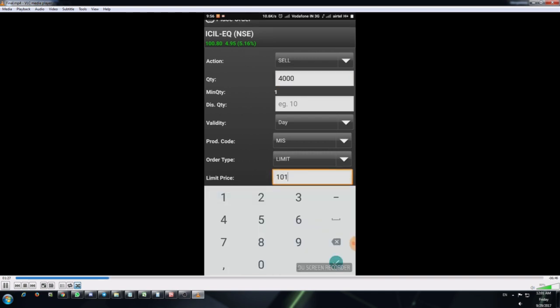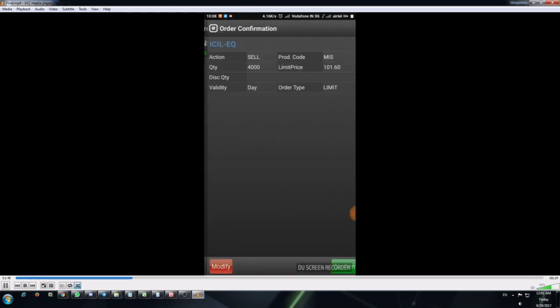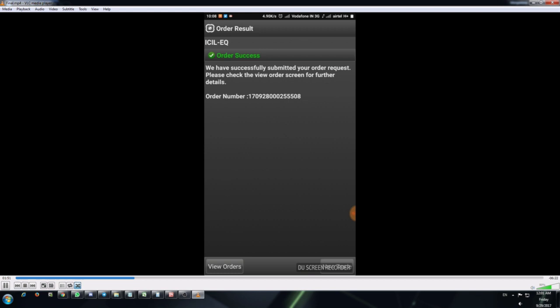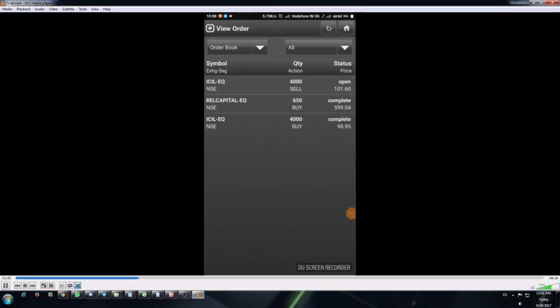So ICIL, it was time for me to book my profits. 4,000 shares sell. Took some time to decide the number and finally settle for 101 dot, was it 30? I don't think so. It should be more than that. I'm still deciding. Yeah, 101.60 was the number which I decided, and it took some time to hit that number. And finally it got executed.